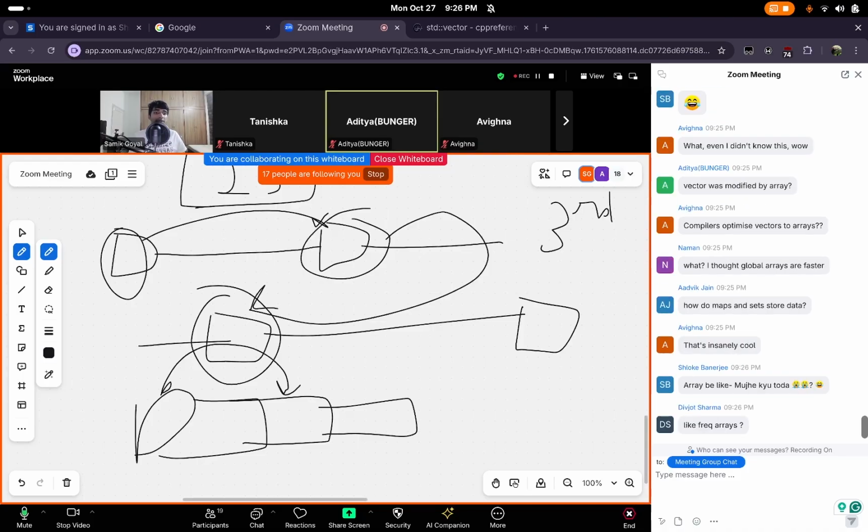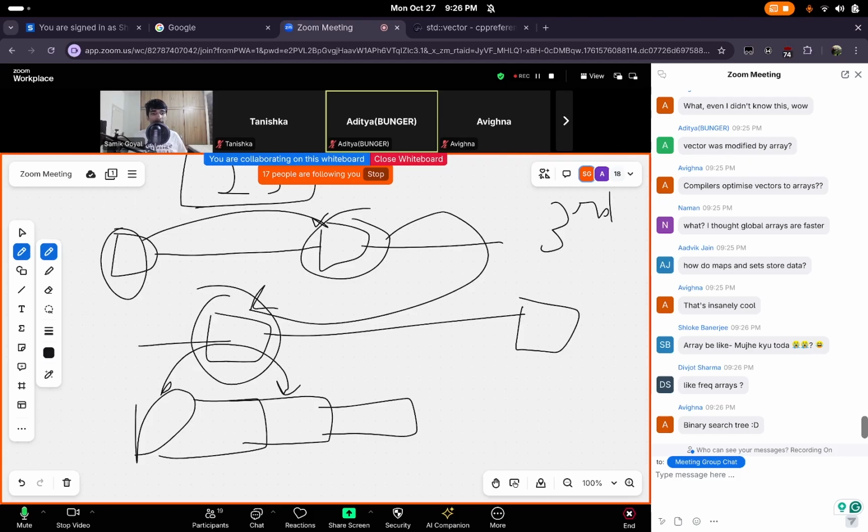How do maps and sets store data? That's through a really weird structure. It's called a tree. Not the tree that you may know, it's a different sort of tree. I think that's in the syllabus for the IOI, but I've never seen that being used anywhere.